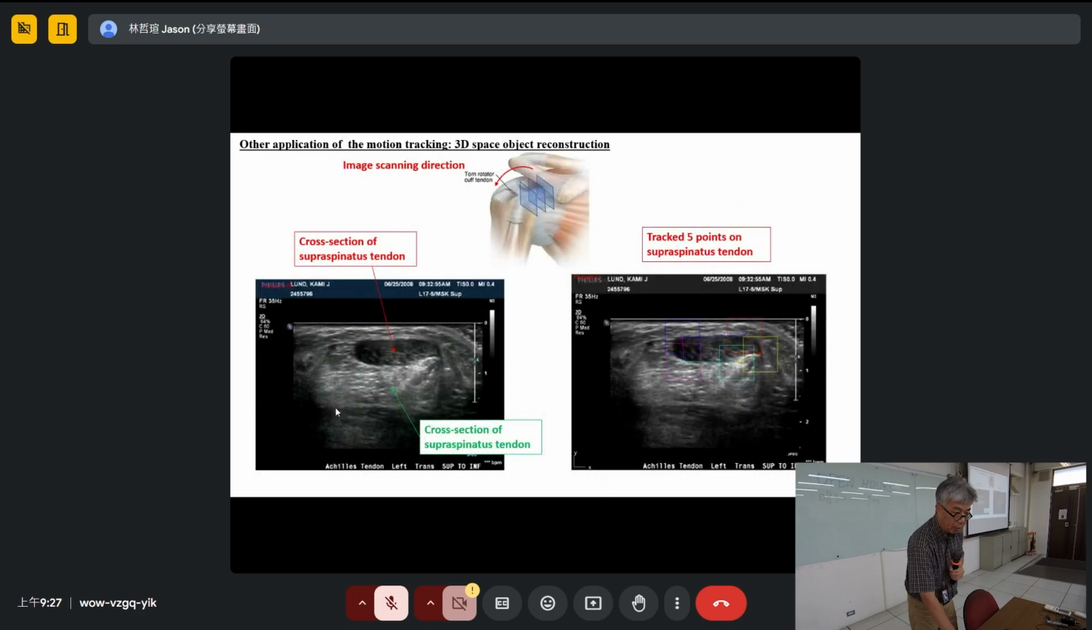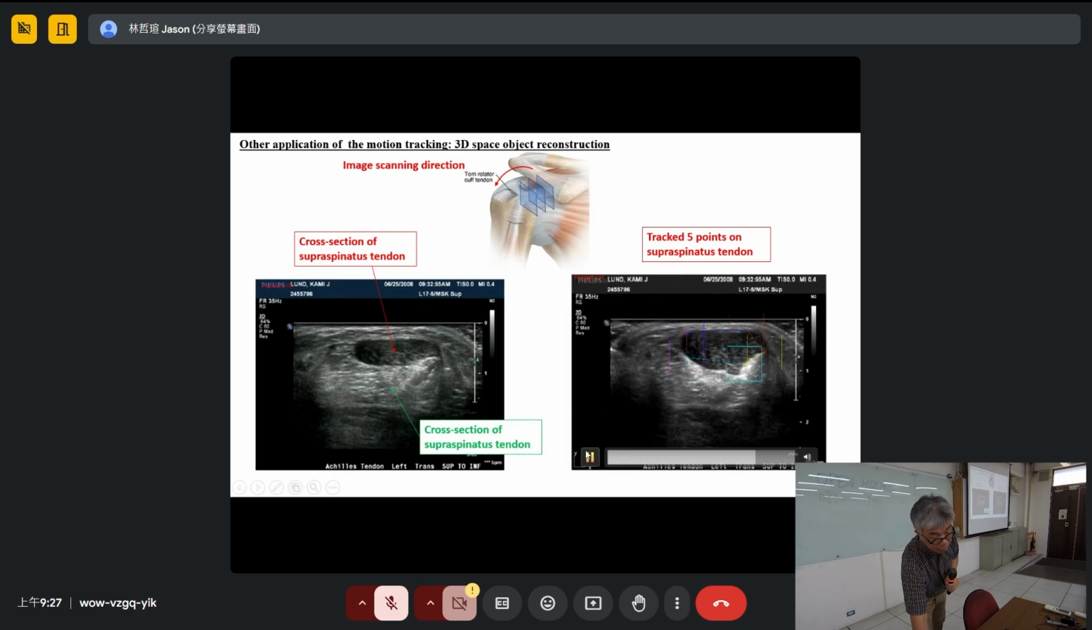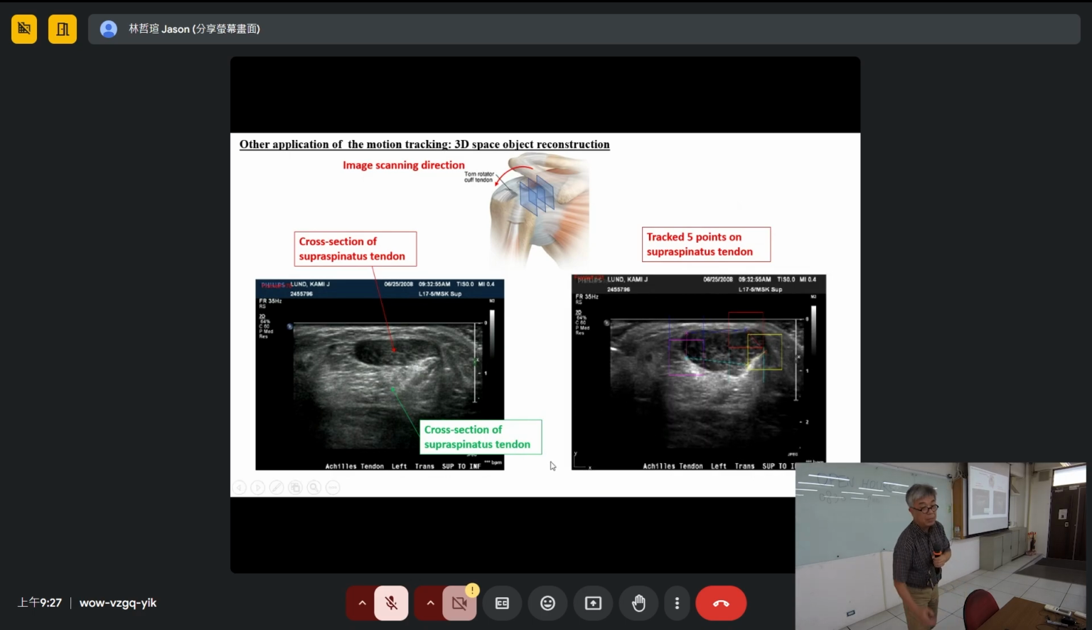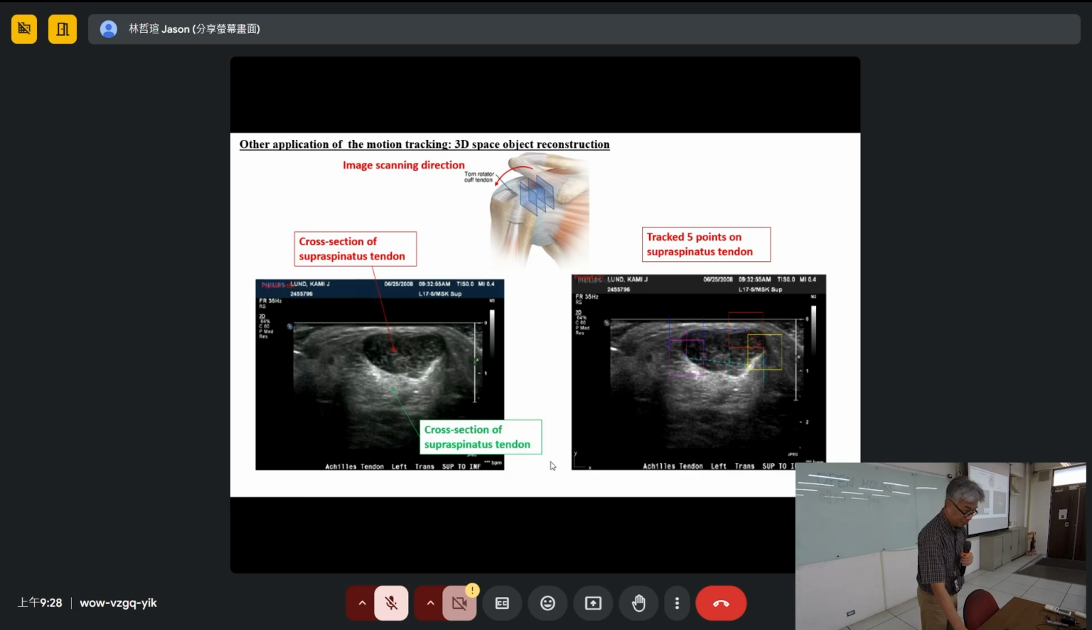Then I'm going to talk about, oh, here is the video of the tracking of the supraspinatus shoulder tendon. This is the cross section of the shoulder tendon, and what I did was use ultrasound to slide gradually to track this shape, in a very crude manner. You can do it. So that means as long as I would like to, I can reconstruct the entire 3D shape of the supraspinatus.